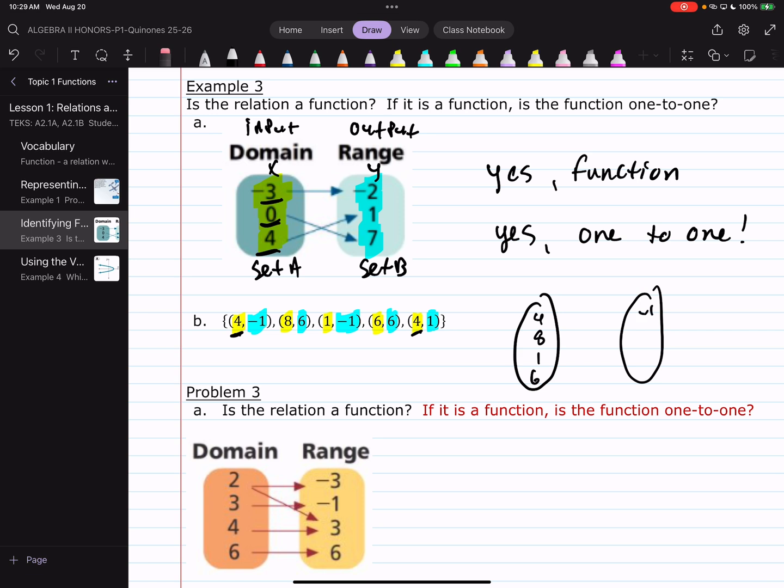-1, 6, and the number 1. Right? -1, I already got it. 6, I already got it. And the +1. So let's look at the mapping diagram. 4 goes to -1. Good. 8 goes to 6. 1 goes to -1. Not an issue yet. 6 goes to 6. But then 4 goes to +1.